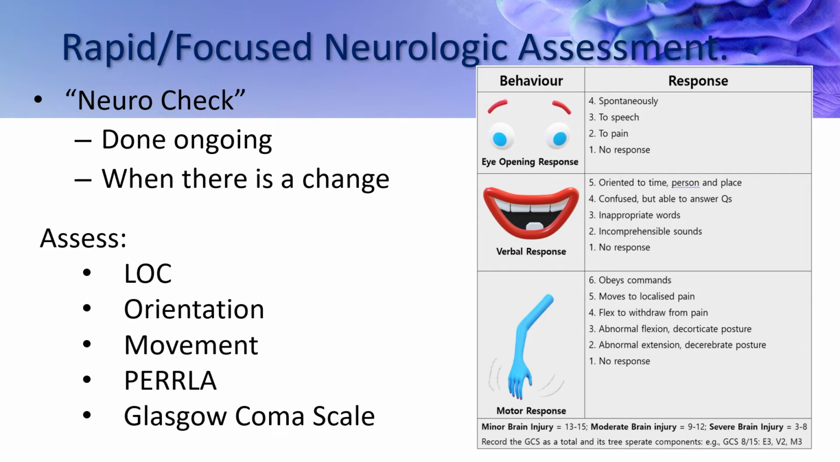So all of that we covered is your in-depth, detailed neurological assessment. But oftentimes, what you're going to be doing is a rapid or focused neurological assessment. You may do these with your neuro checks each time that you go into a patient's room. Or if you're in the ER, you may have to quickly do a rapid or focused neurological assessment in an emergency situation. These neurochecks are done ongoing.